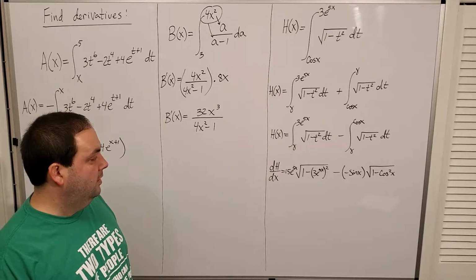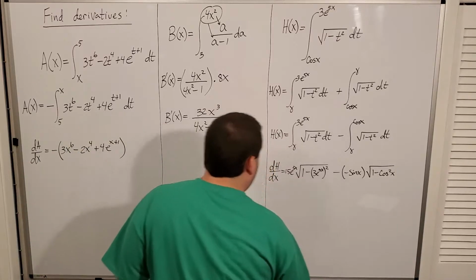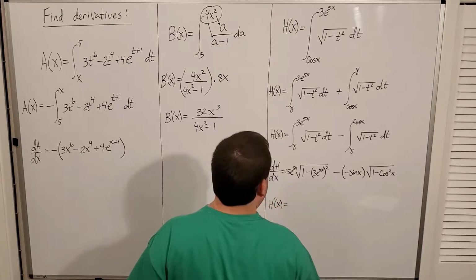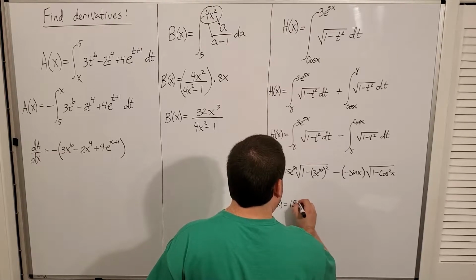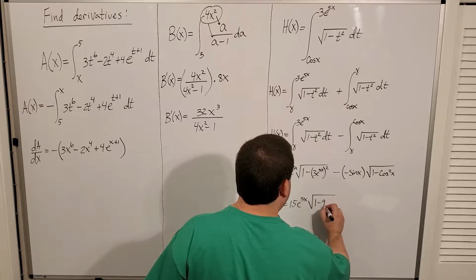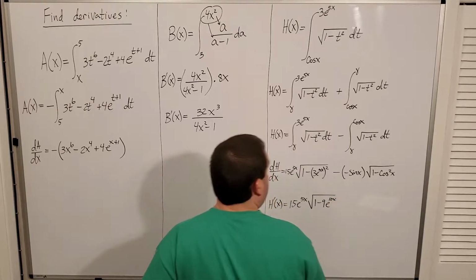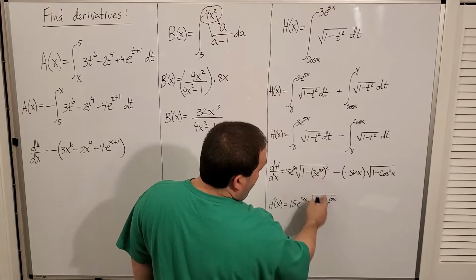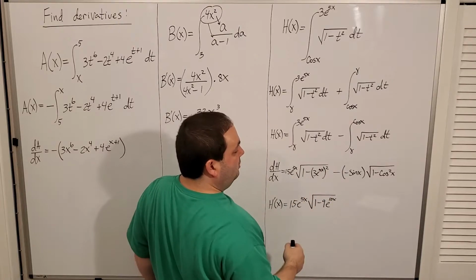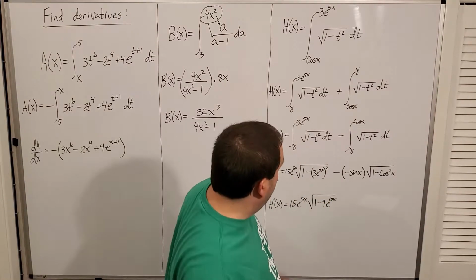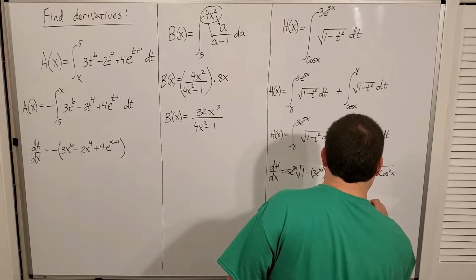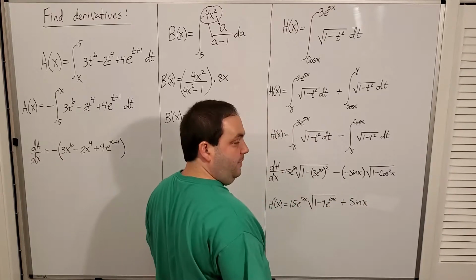All right, so let's simplify a little bit here. H prime, dh dx, whatever way you want to write it, h prime of x is equal to 15e to the 5x square root of 1 minus 9e to the 10x. Because here, 3 squared is 9. And then here I have an exponent raised to another exponent, which means you multiply them. So I get 10x. Double negative gives me plus sine x. That's this derivative piece here.